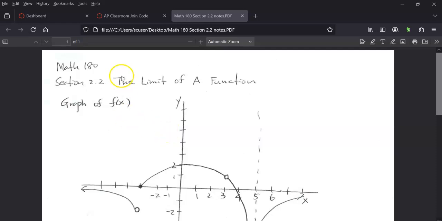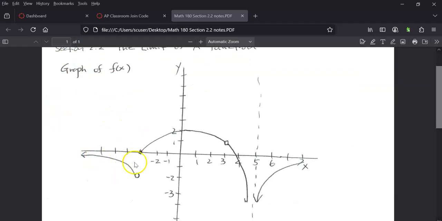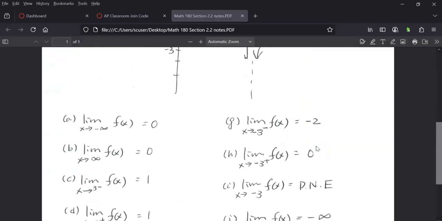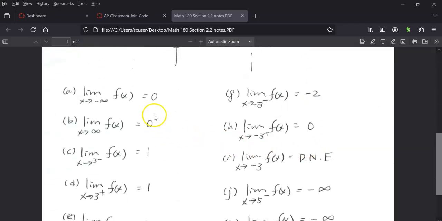In section 2.2, the limit of a function. Given a graph of f of x, for example, here we have an f of x function, the graph, and you should be able to answer a couple of these questions. Okay, let's look at the first two together.